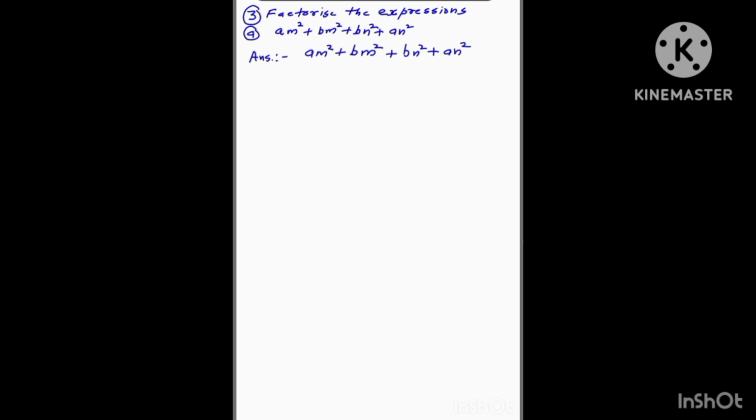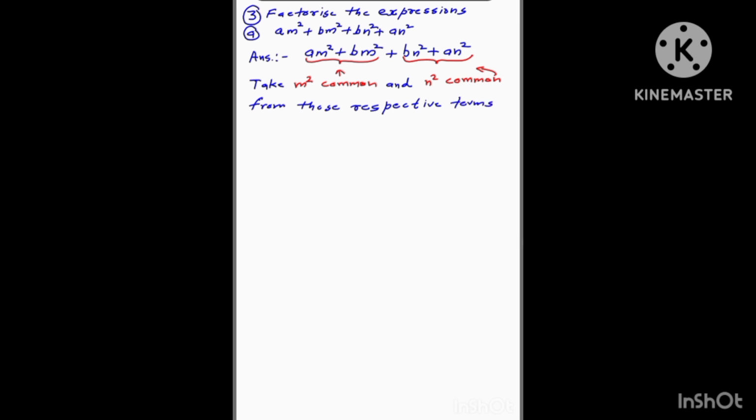This is very interesting, you will enjoy the type of solution. Okay, take m square common from the first two terms. Just see which two terms. Okay, and n square common from the other terms. Which two? Just see. This is for you to study this expression, and then it will be very easy for you to solve the problem and you will be solving it yourself. So from the respective terms, we write after taking common factors m square into bracket a plus b plus n square into bracket b plus a.